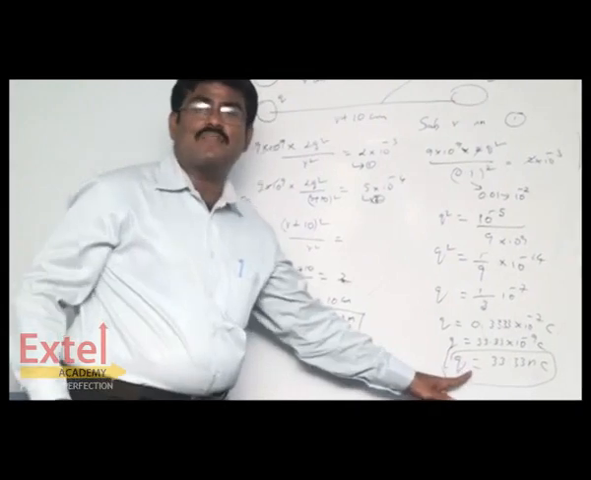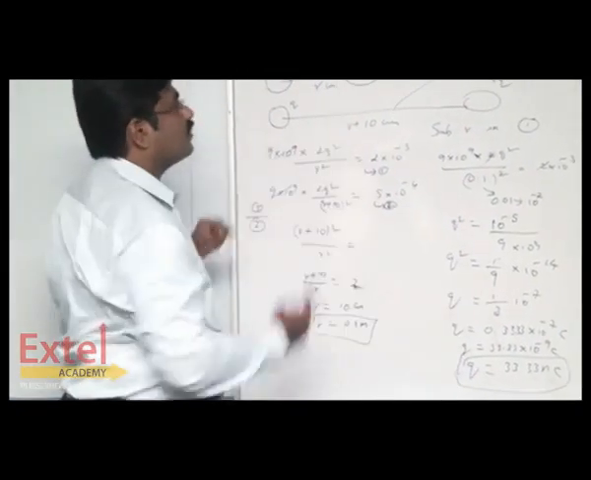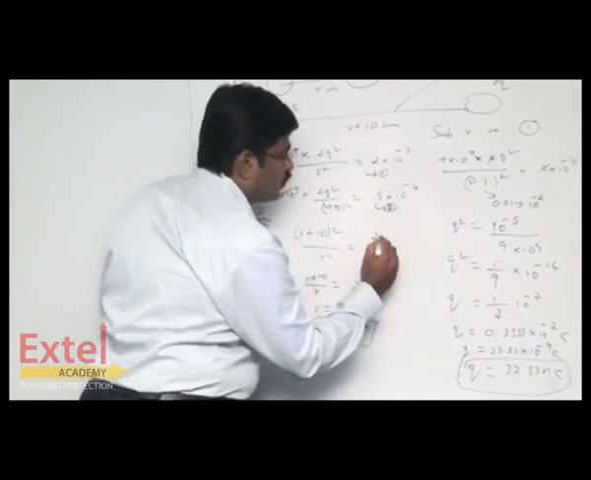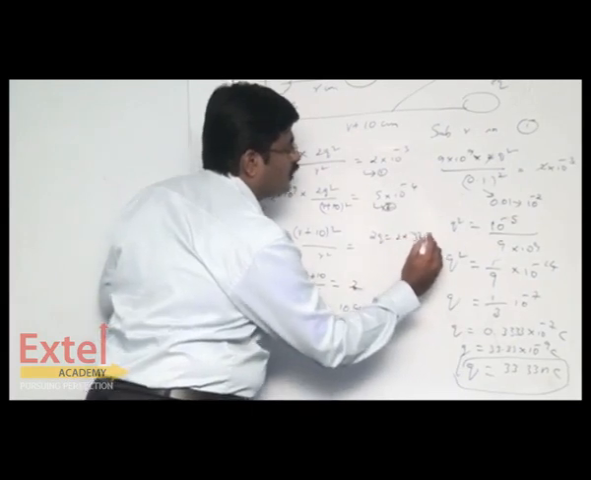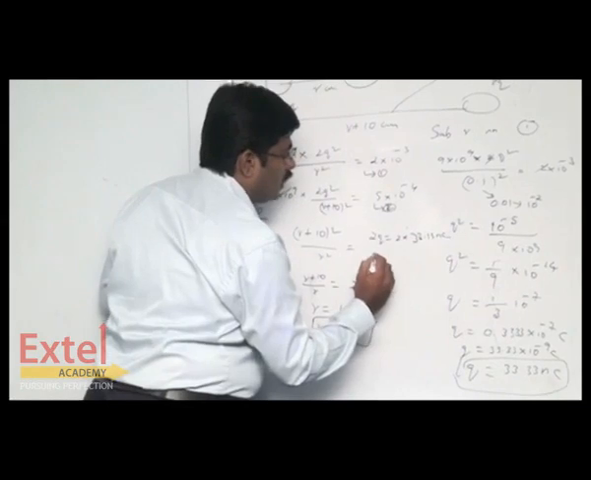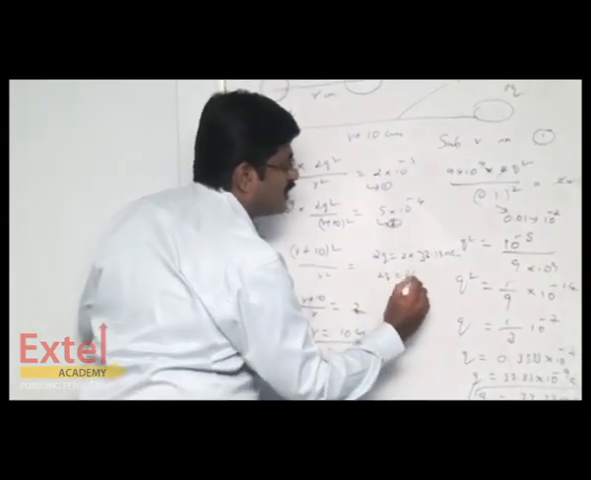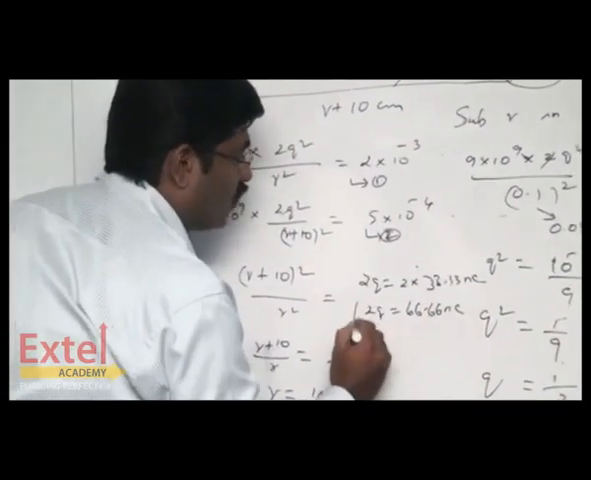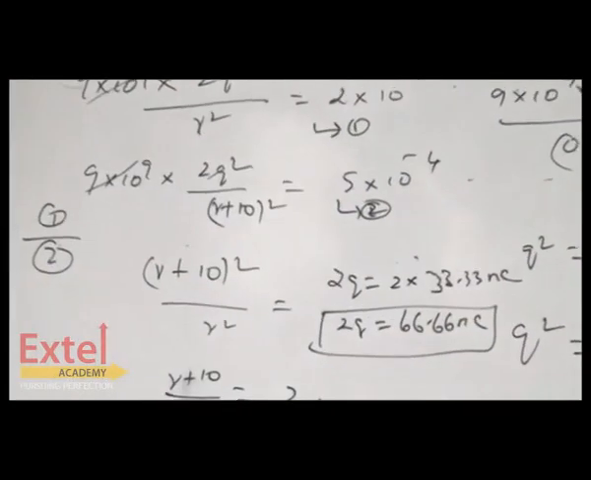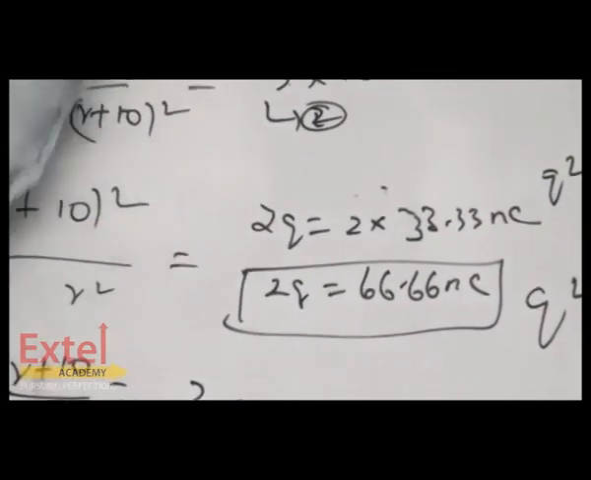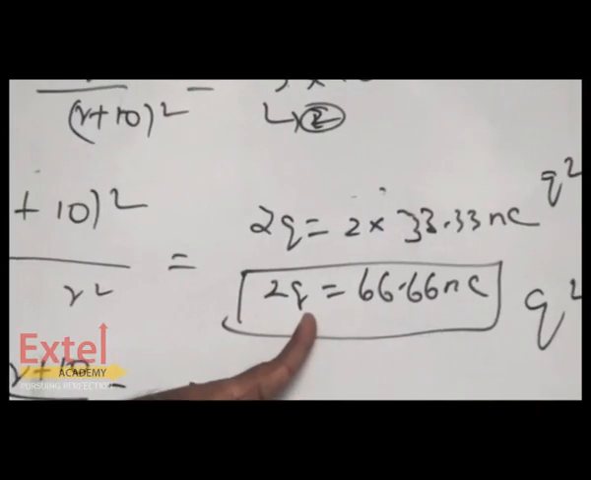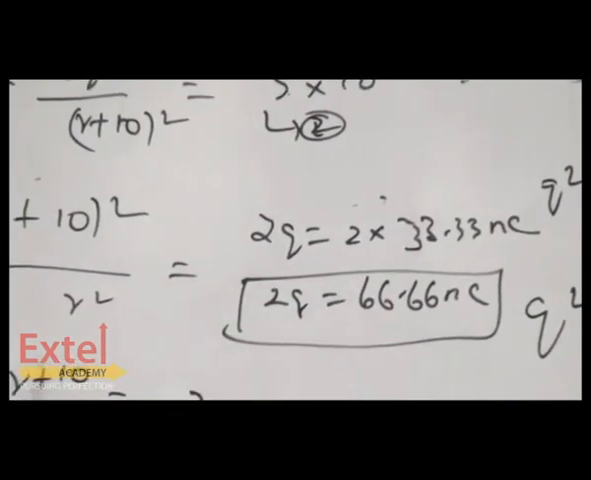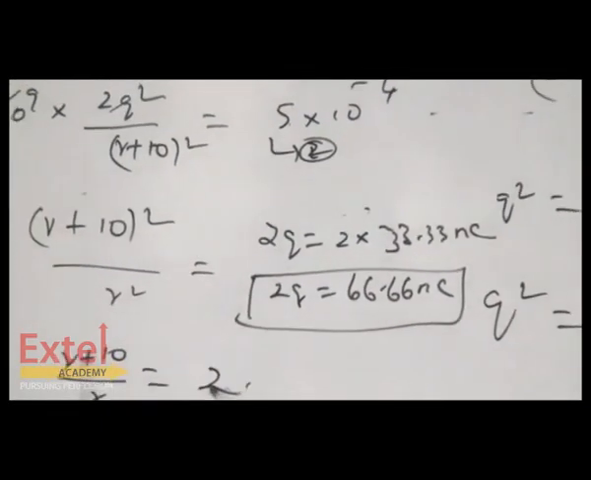So we have calculated the value of Q. So what is the 2Q charge? 2Q is equal to 2 into 33.33 nanocoulomb, and 2Q is equal to 66.66 nanocoulomb. So we calculated the distance R between the two charges and one of the charges. Since the second sphere has twice the first charge, it is 66.66 nanocoulomb.